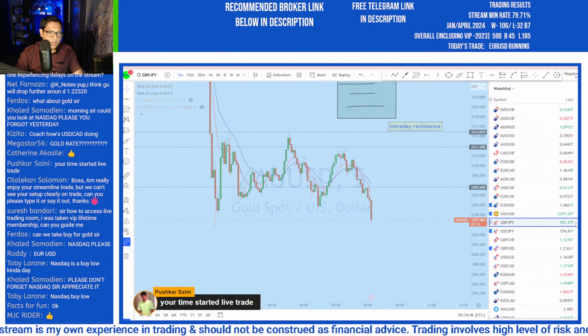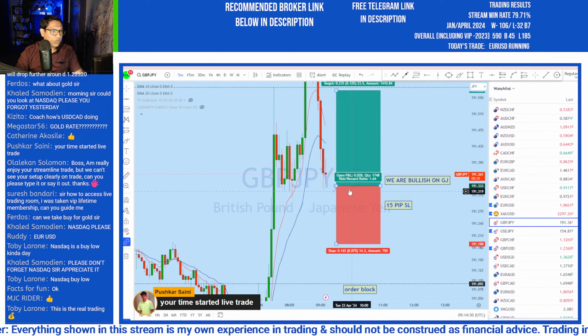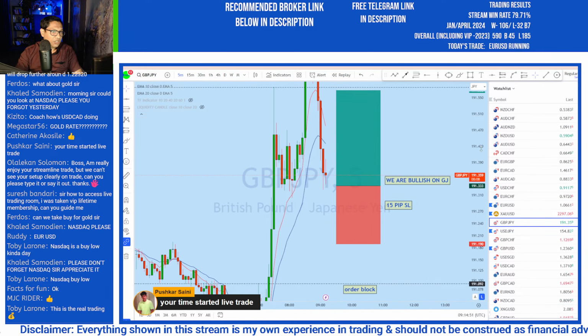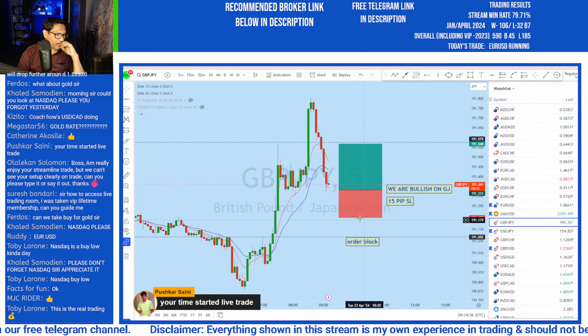Okay, so you see a bit of improvement here. I think if we see this one closing as a doji, let's see how the next one is closing, either grabbing liquidity or without grabbing liquidity, we might see the market moving up again. Okay, we see a bit of upside.